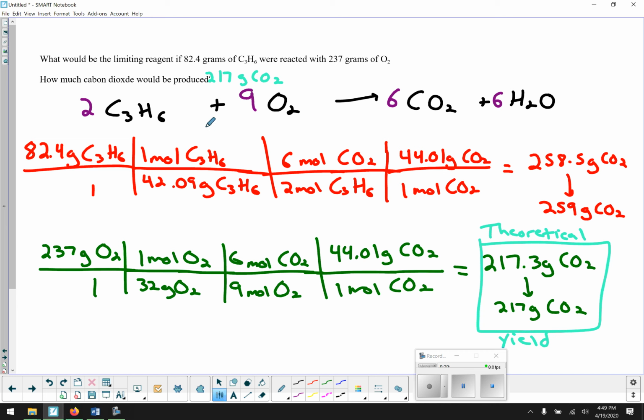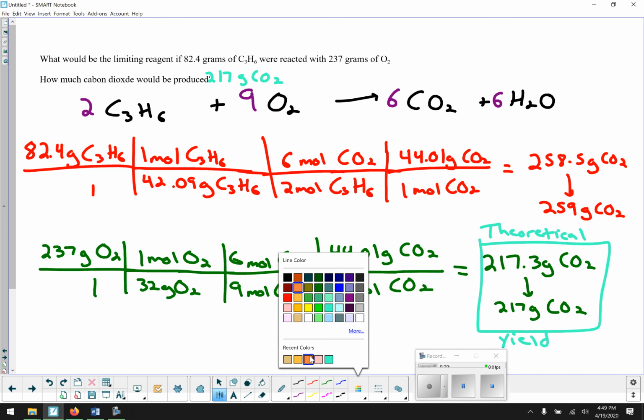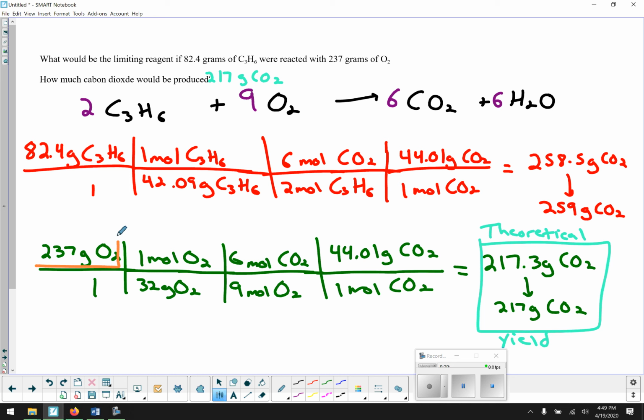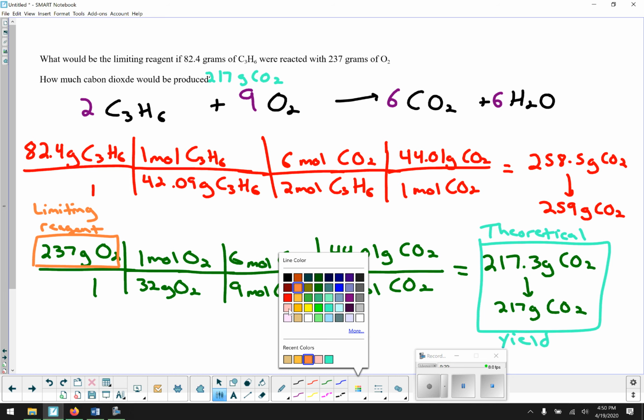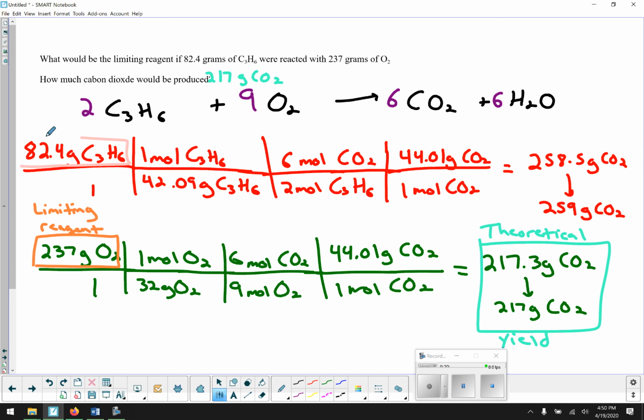And which one is the limiting reagent? Well, the one that's the limiting reagent is the one that made the theoretical yield, the one that runs out. Once you get to 217 grams of CO2 made, you run out of oxygen. And even though you have extra C3H6, it can't do anything. So this is your limiting reagent. And then this would be your excess reagent.